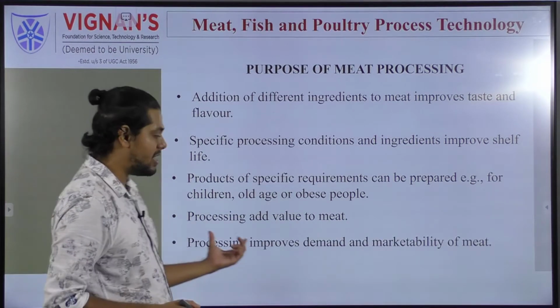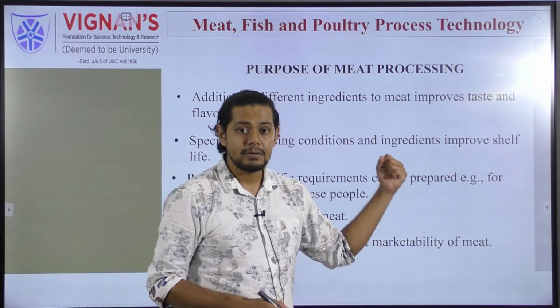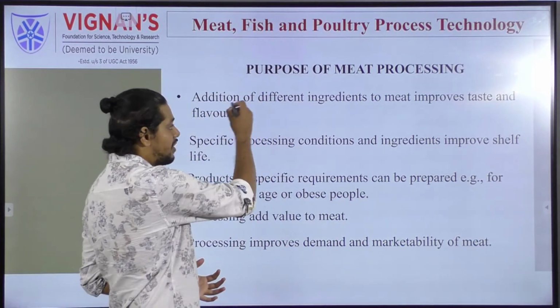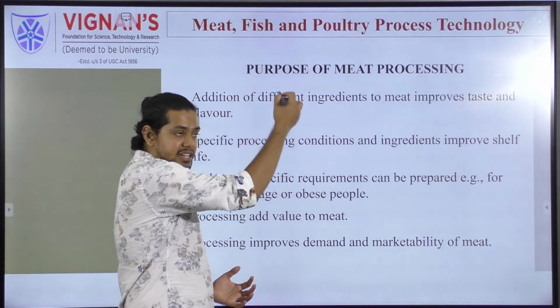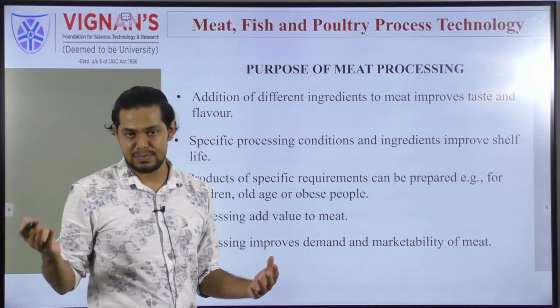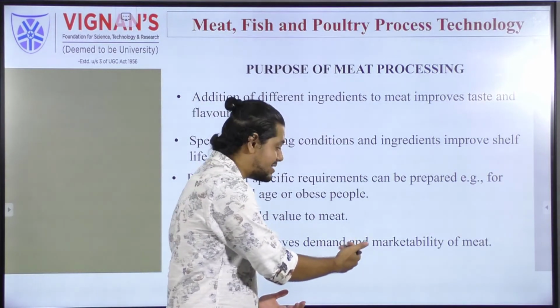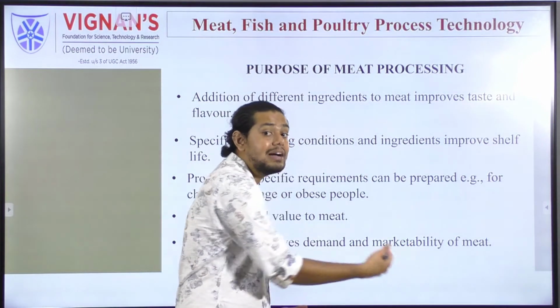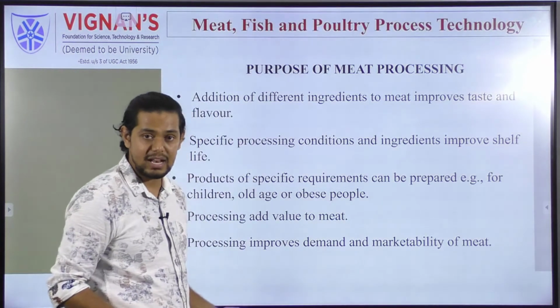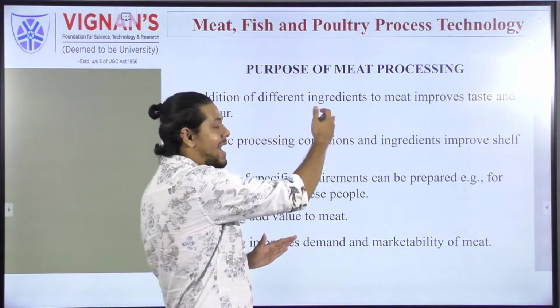Okay, so processing improves the demand as well as marketability of meat as well as meat product. Whenever we are adding any kind of ingredient which in turn enhances the palatability characteristics of the meat as well as the meat product, that means we are improving the consumer demand as well as the marketability of the meat as well as meat product. So that is of utmost importance and it goes hand in hand.